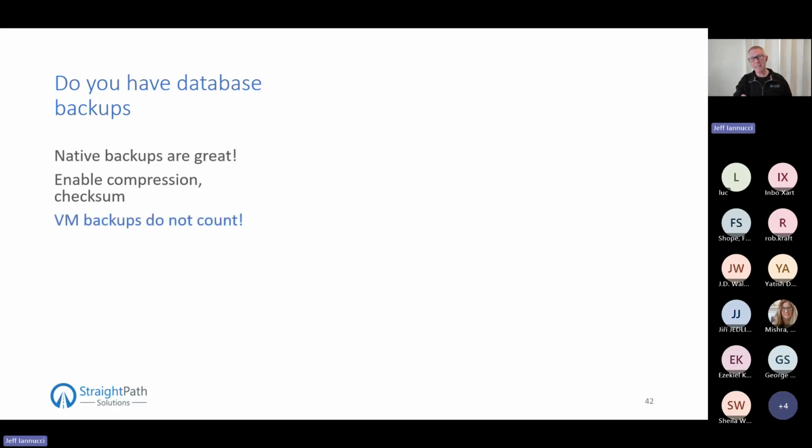We'll say VM backups don't necessarily count, because someone will say, well, we've got VM snapshots of the database. Well, have you tried restoring that, right? The problem is that those backups will just back up whatever's on your database.